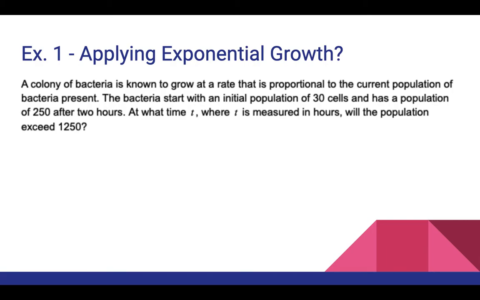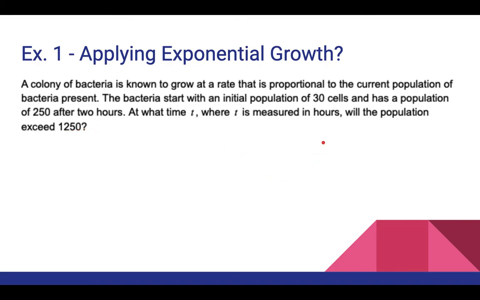A colony of bacteria is known to grow at a rate that is proportional to the current population of bacteria present. The bacteria start with an initial population of 30 cells and have a population of 250 after 2 hours. At what time t, where t is measured in hours, will the population exceed 1250 bacterial cells?